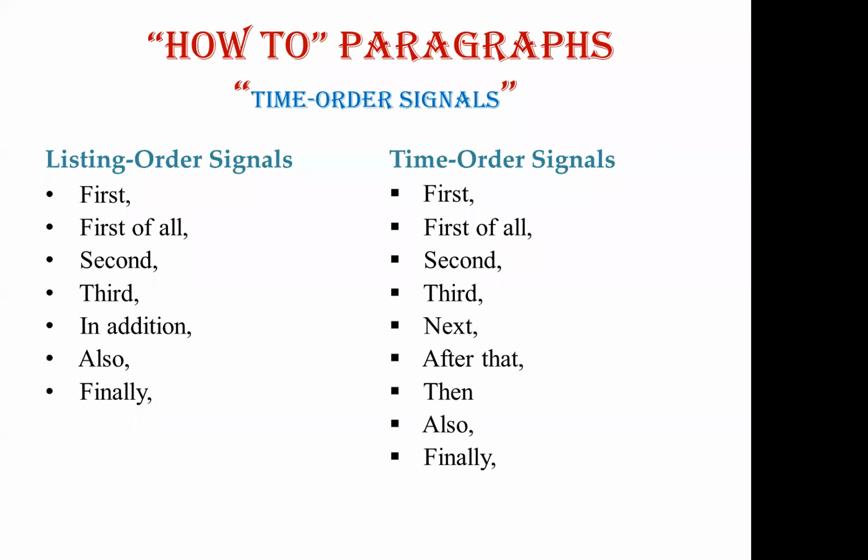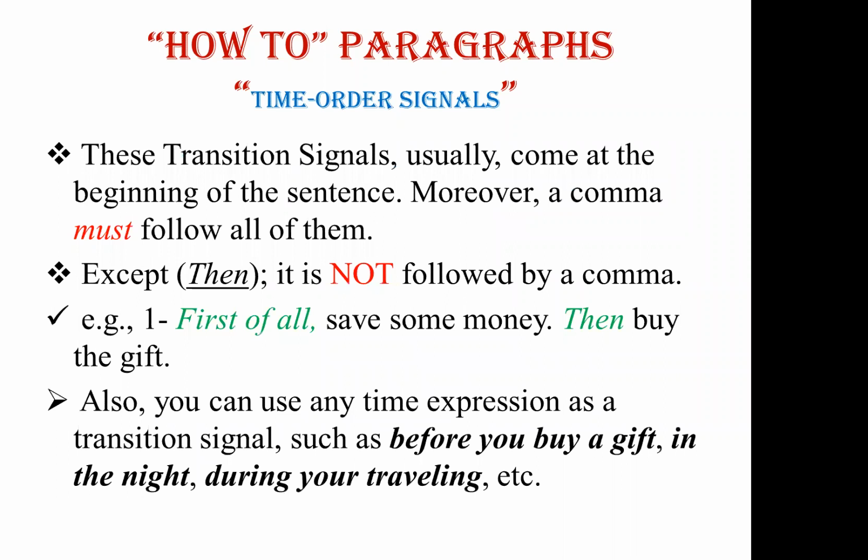The listing order signals are first of all, second, third, in addition, also, and finally. But the time order signals, they are the same. The only thing that differs is next and after that and then. These are the only three things that are added to the time order signals. So they are the same as listing order signals, but with three new things.